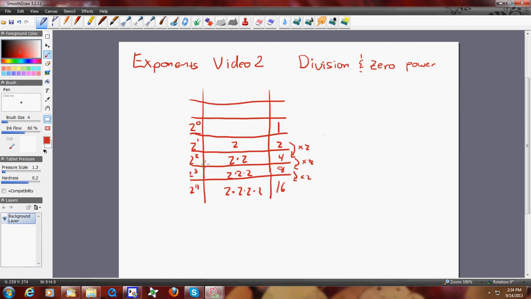4 minus 1 is 3, 3 minus 1 is 2, 2 minus 1 is 1, 1 minus 1 is 0, 0 minus 1 is negative 1, which is 2 to the negative 1, which we just said was 1 over 2 to the power of 1. And then we get 2 to the negative 2, which is 1 over 2 squared, or 1 over 4.